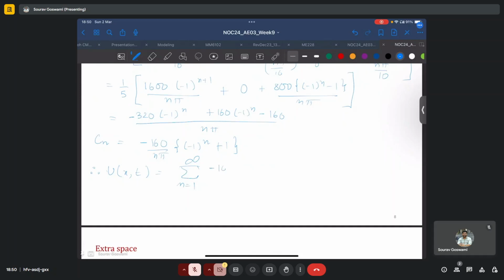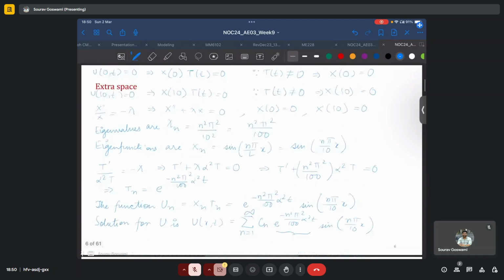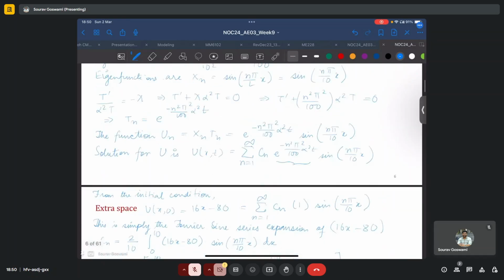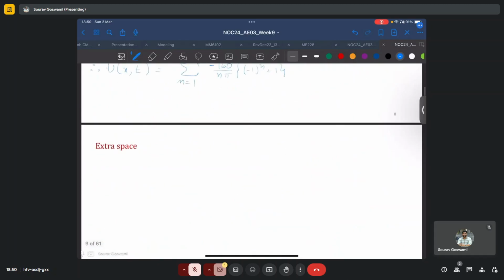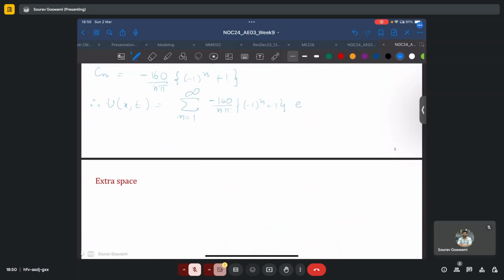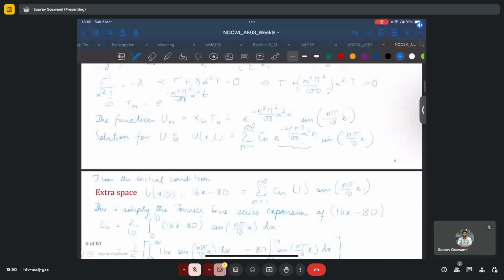This coefficient is 160 by n pi times (-1) power n plus 1, times e power minus n square pi square by 100 alpha t, times sine n pi by 10 x.